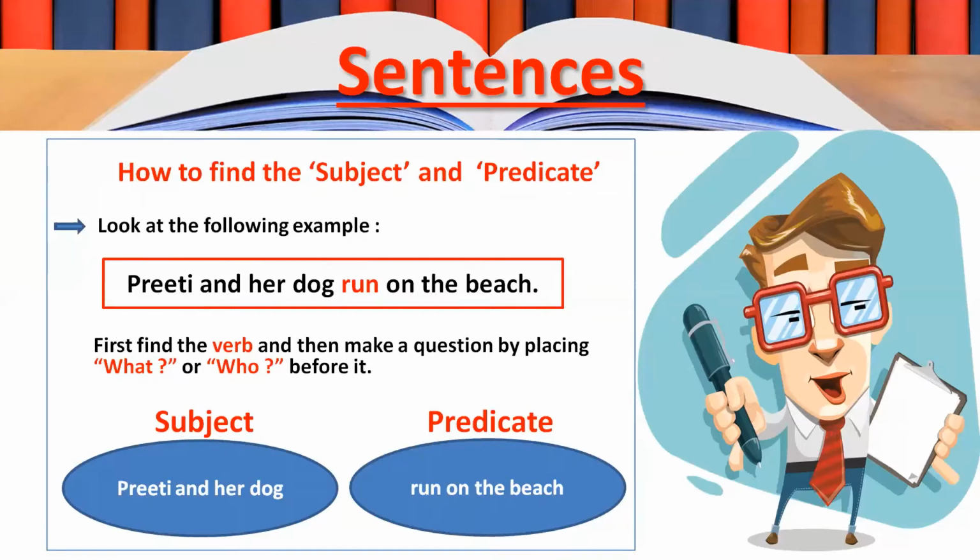And what will be the predicate now? What are Preeti and her dog doing? Run on the beach. So that is the predicate because it tells us what the subject is doing. So you have learned here how to identify a subject and the predicate.